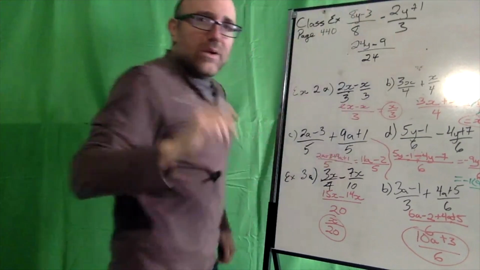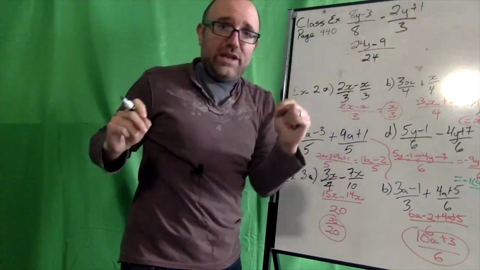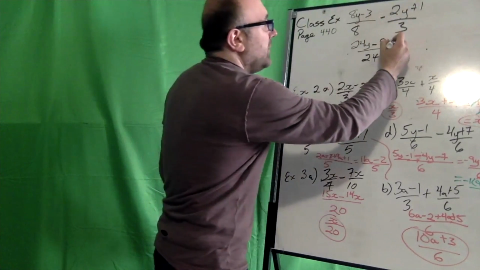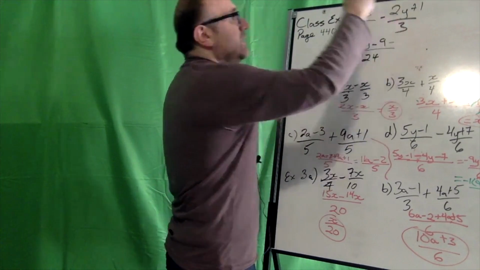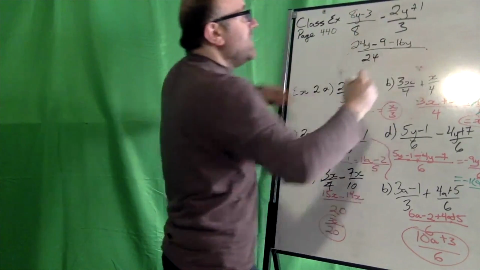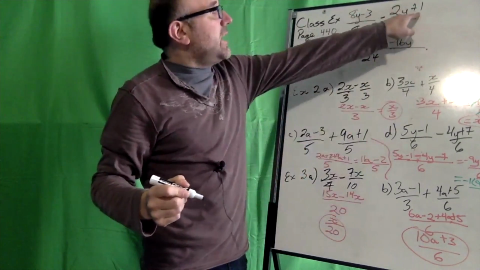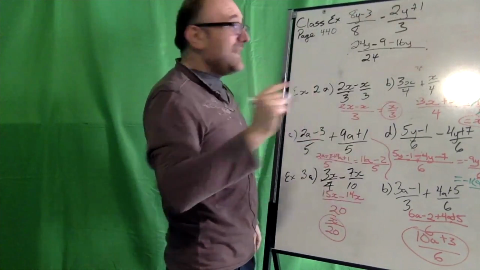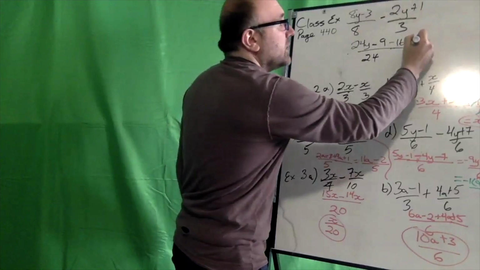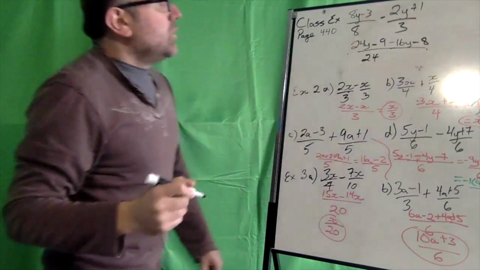That negative, now keep in mind, applies to the whole thing. I have to times this by 8, so that'll become, well, negative. So 8 times 2 is 16y. And then 8 times 1. But now keep in mind, there's that negative. It's applied to the whole thing right here. So that's negative 8.